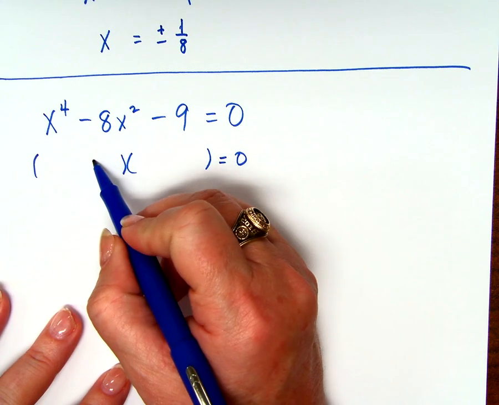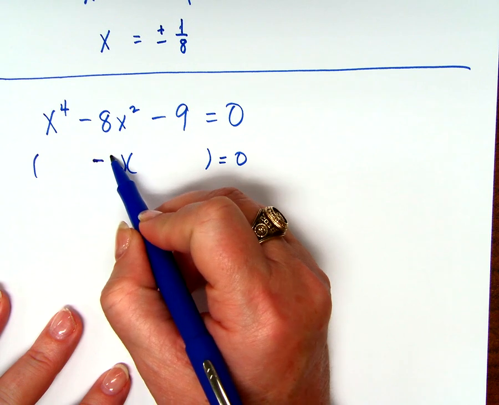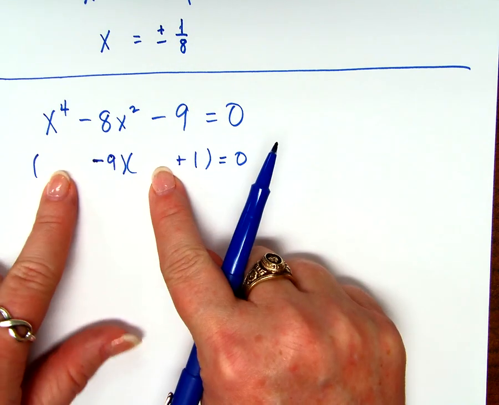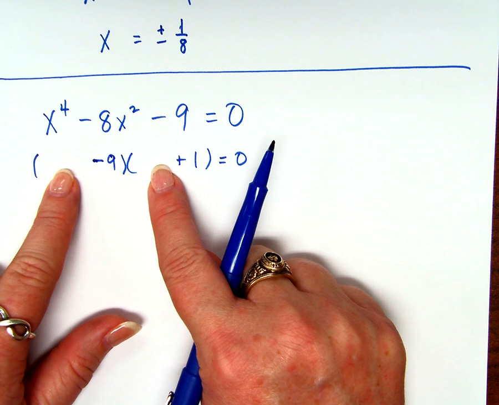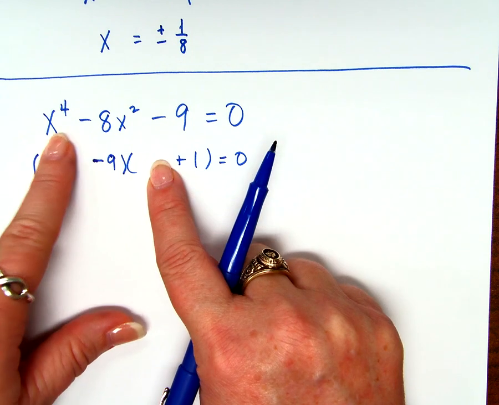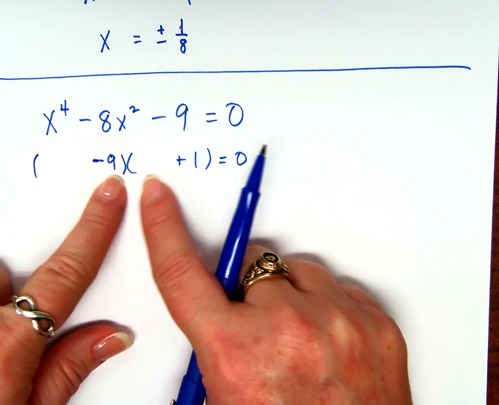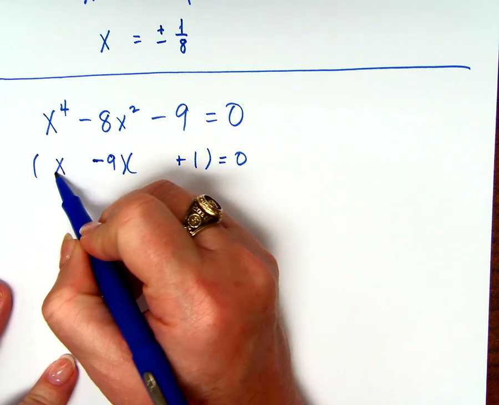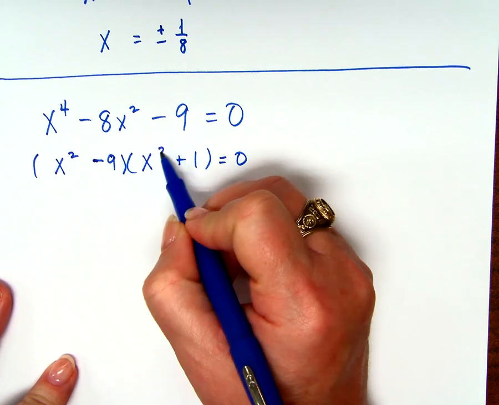Well, that would be negative 9 and positive 1, right? But what would go in the beginning of these parentheses? It can't be x, because to multiply, I might have to get x to the 4th, and to add these two and these two, I have to get x squared. So do you see that this would be x squared and this would be x squared?